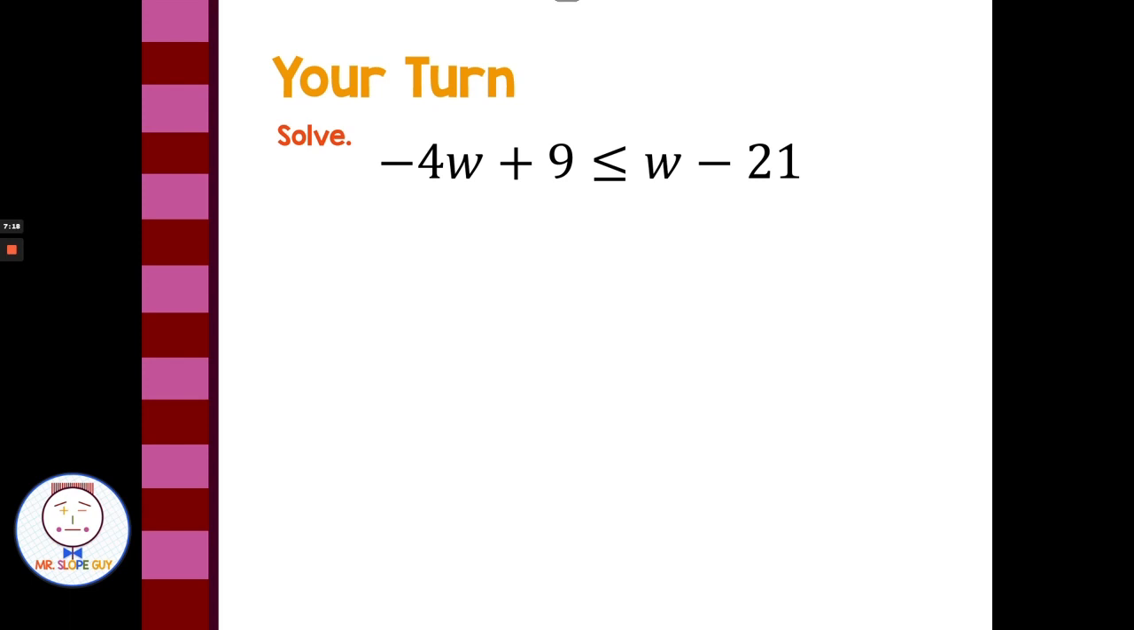All right, you guys try this one. You've got a variable on both sides. Solve the inequality. Come back, check, see how you did.